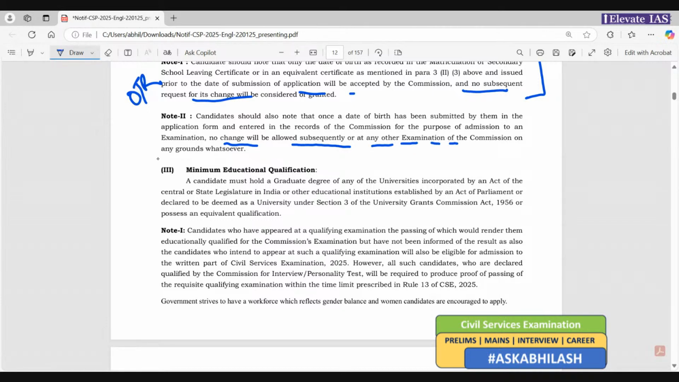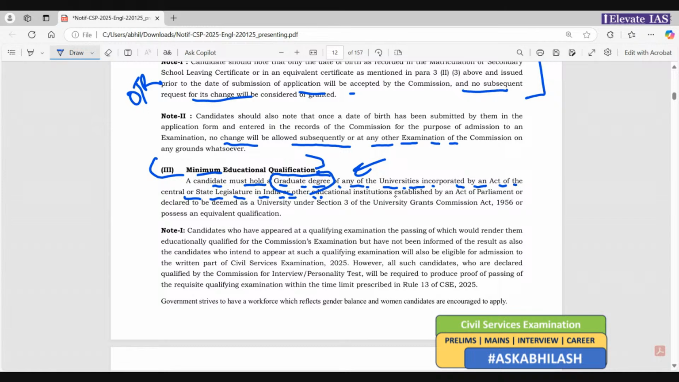What is the minimum educational qualification? Common question, कौन ये एग्जाम दे सकता है apart from age eligibility? A candidate must hold a graduate degree of any university incorporated by an act of the central or state legislature in India. Graduate degree होना चाहिए.